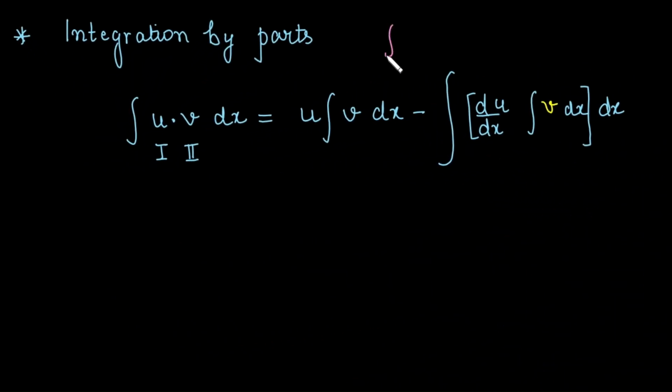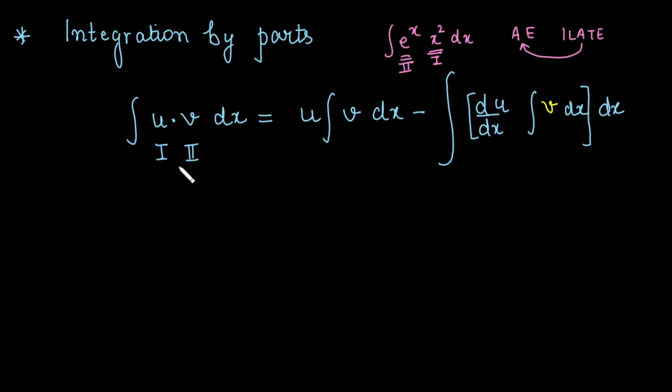For example, if we have e raised to power x into x square dx. So x square is an algebraic function and the other is exponential, that is e. So in ILATE, A comes earlier than E. So it means this is the first function and this is the second function. This is how we find the first function and second function.